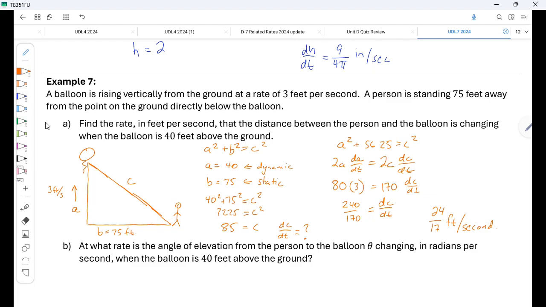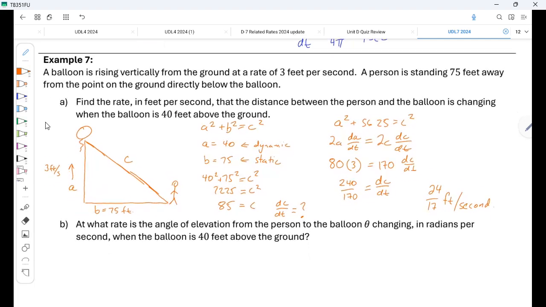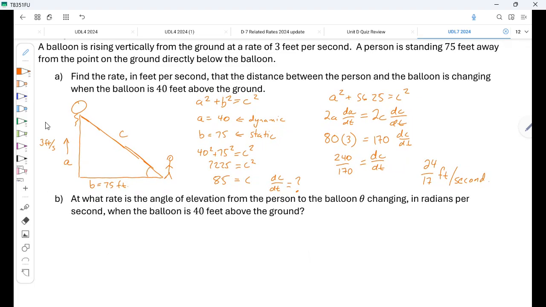Ready for the fun one? All right. Letter B says, at what rate is the angle of elevation from the person to the balloon changing when the balloon is 40 feet above the ground? Those words mean we're looking at this angle right here. So we're keeping that same time and place.